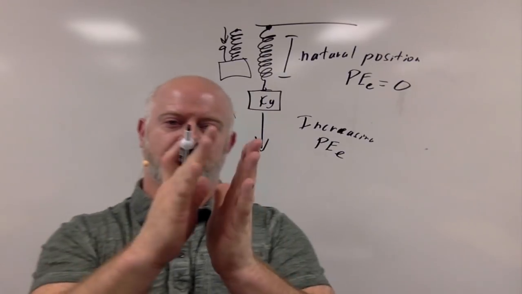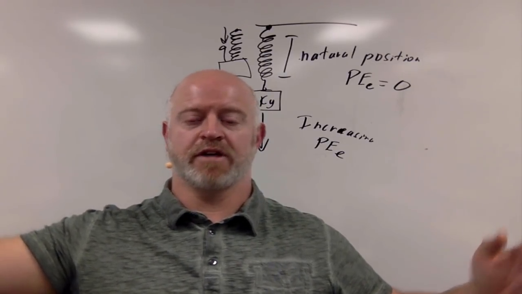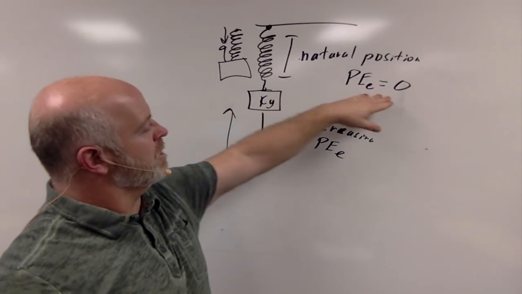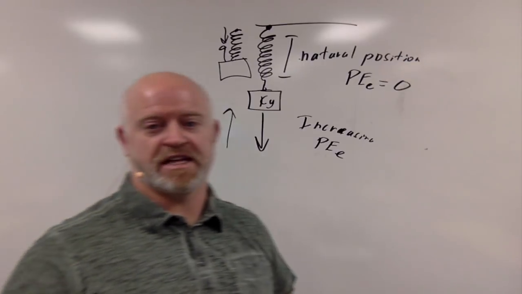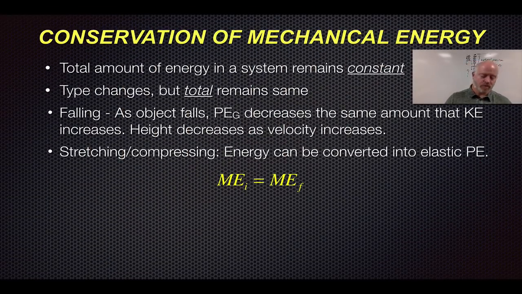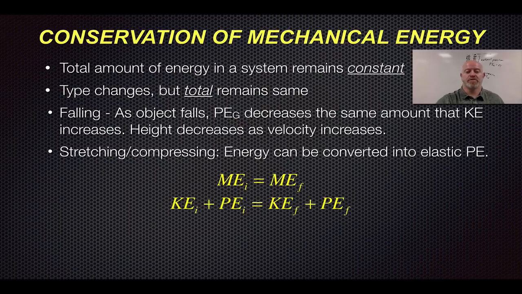So springs can both be compressed and stretched, okay? So anything off of its natural position, where it has 0 elastic potential energy, has some sort of elastic potential energy. Which means as something moves or stretches or changes, we can compare the initial mechanical energy to the final mechanical energy, okay? So we know that the initial mechanical energy has to equal the final, which means all the kinetic energies plus the potential energies have to equal the final kinetic energies and the final potential energies.